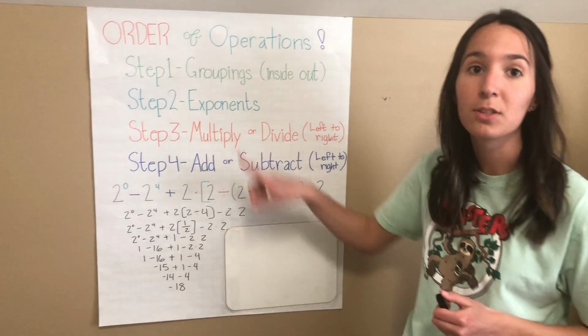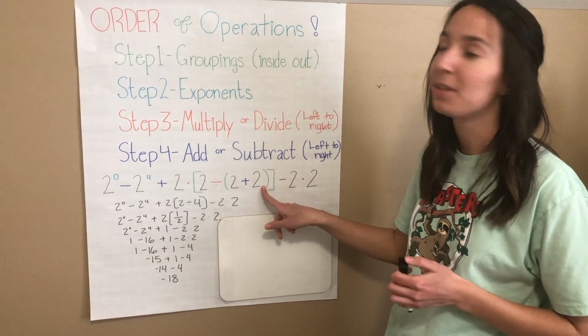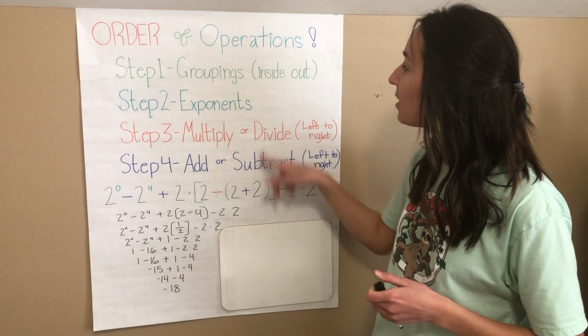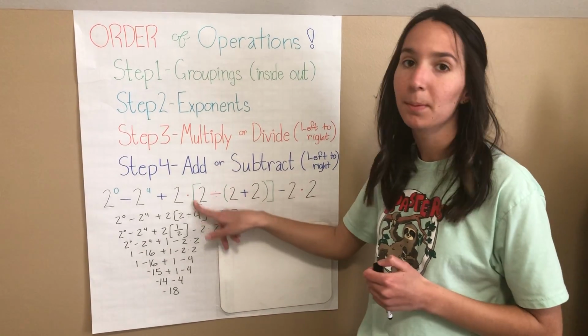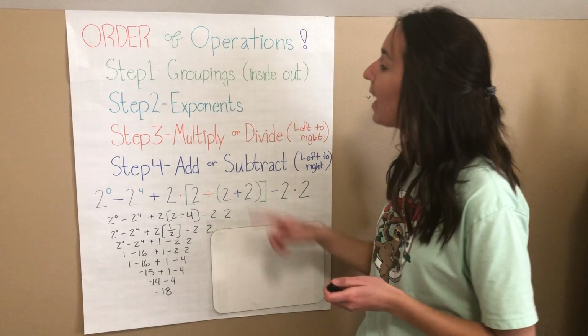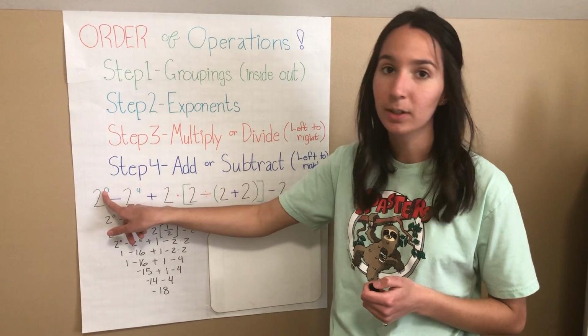The first step is groupings, which is the brackets or parentheses or other things like that. How you know to do these is you work inside out. So first you would do the parentheses and then the brackets. Next is the exponents. So that's just looking for which numbers have something to the power.